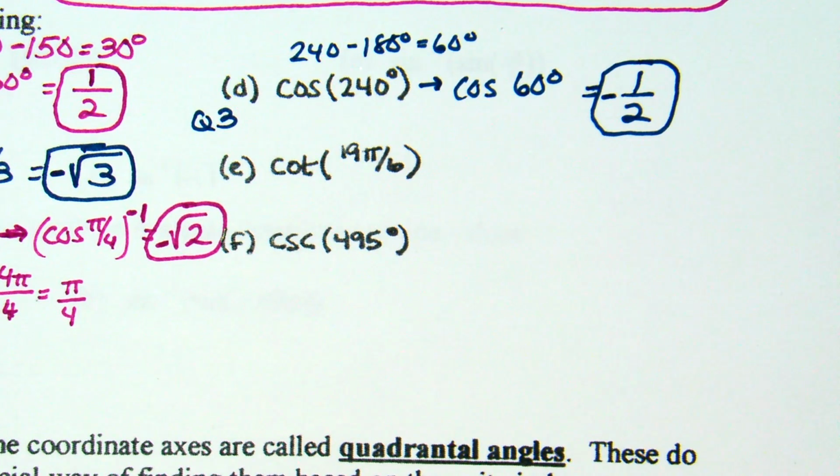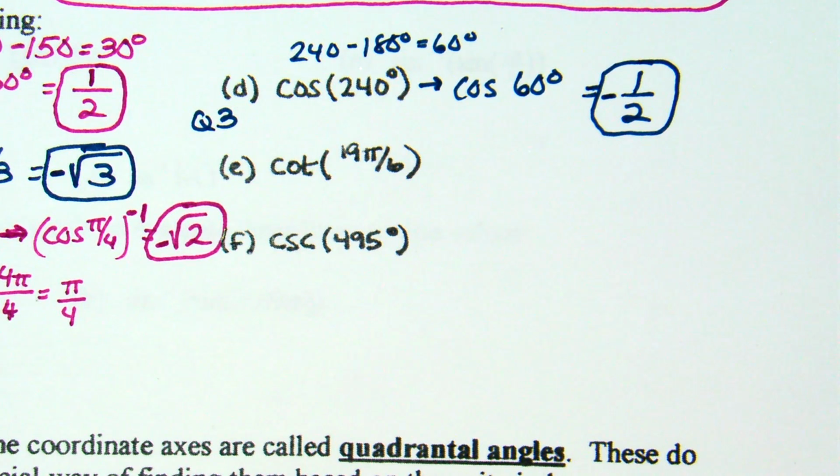We're going to multiply by 6, and so this is 12 pi over 6, right? So what do we do with 19 pi over 6? We're going to subtract.